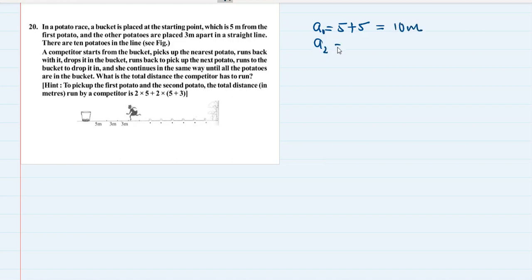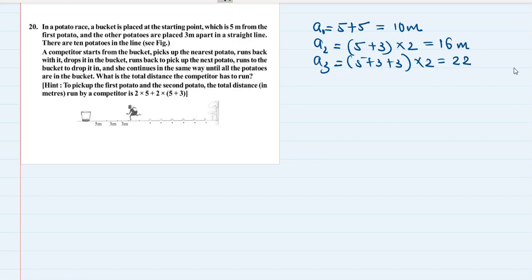Now for the second potato, she has to go 5 plus 3 meters, multiplied by 2. Why? Because she has to go 5 plus 3 meters and she has to come back 5 plus 3 meters. So 8 into 2, that is 16 meters. For the third potato, she has to go 5 plus 3 plus 3, 11 meters, multiplied by 2, going and coming back. So 11 multiplied by 2 is 22.